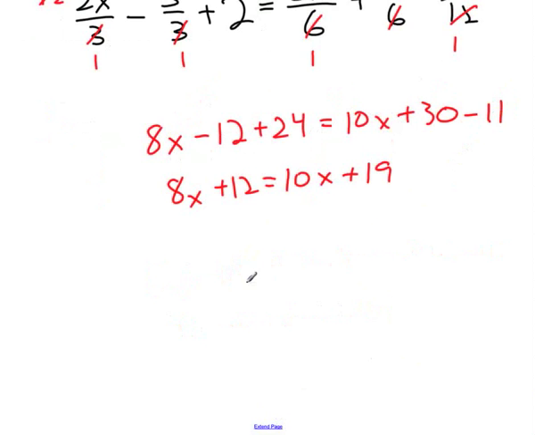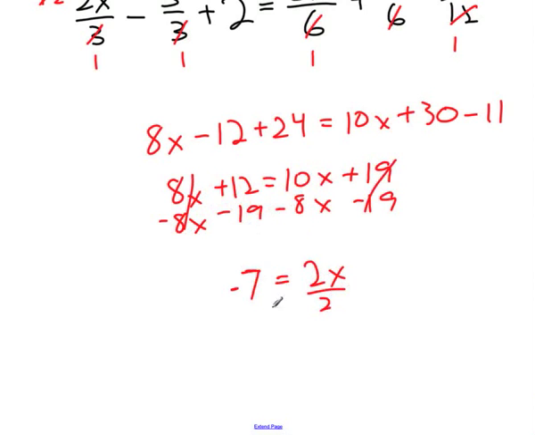So this, I'm going to subtract 8x from both sides. And I'm going to subtract 19 from both sides. I'm going to do that all in one step. So that goes away, this goes away. So this becomes negative 7, and this becomes 2x. Divide by 2 on both sides. And you end up getting x equals negative 7 halves.